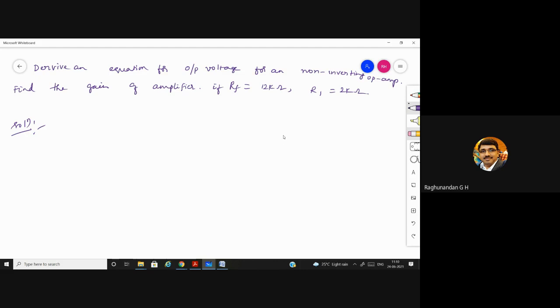Now, as we know, the formula for the non-inverting op amp is V naught is equal to Vi into 1 plus Rf by R1. Among this, which part is going to give the gain of the non-inverting op amp? 1 plus Rf by R1. The gain is equal to 1 plus Rf by R1. Just substitute it. How much will you get? 12k, 2k. Good. 7.